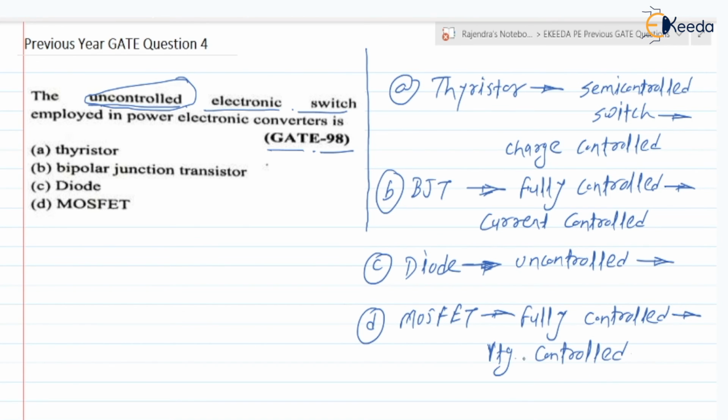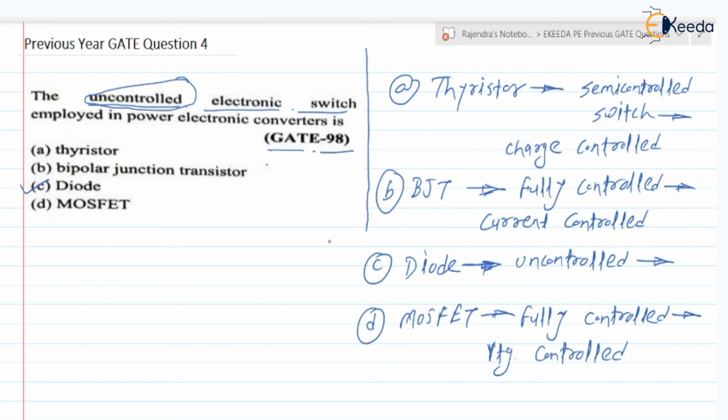Which voltage is controlling the MOSFET? The voltage is VGS, the gate to source voltage. This voltage controls the MOSFET's mode of operation. If the VGS value is below the threshold value, it will be in the off state. If the VGS value is greater than the threshold value, then the MOSFET will be in the on state. So which is the uncontrolled switch? It is the diode. The correct option is option C.